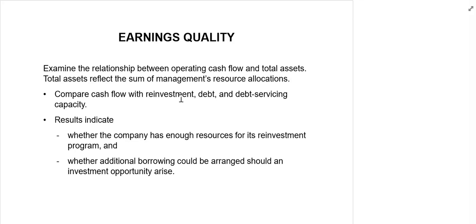Total assets represent the sum of resources that are available to management. Comparing the cash flow with reinvestment, debt, and debt servicing capacity will enable the analyst to ascertain whether the company has adequate resources for its reinvestments and growth, and whether the company will be able to borrow additional money in case there is an investment opportunity.